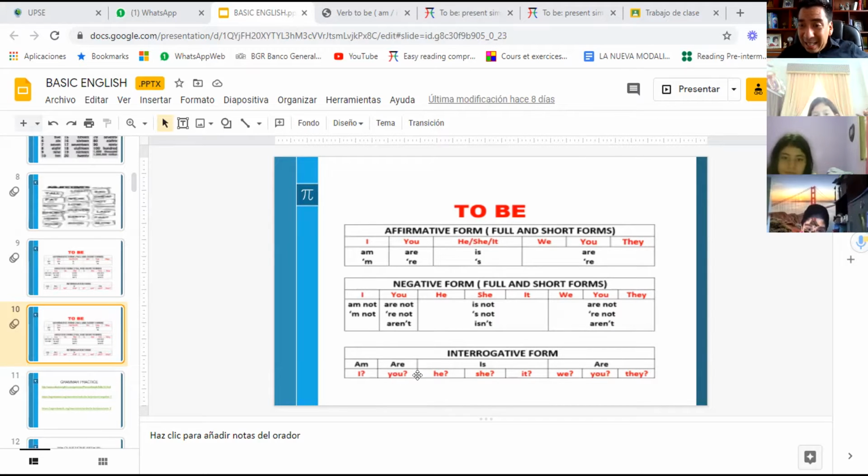Is he? Is she? Is it? Are we? Are you? Or are they? As you can see, I only change the position of the verb and the subject. Eso es todo lo que he hecho. Cambiar la posición del verbo y del sujeto. Ahora el verbo va primero.